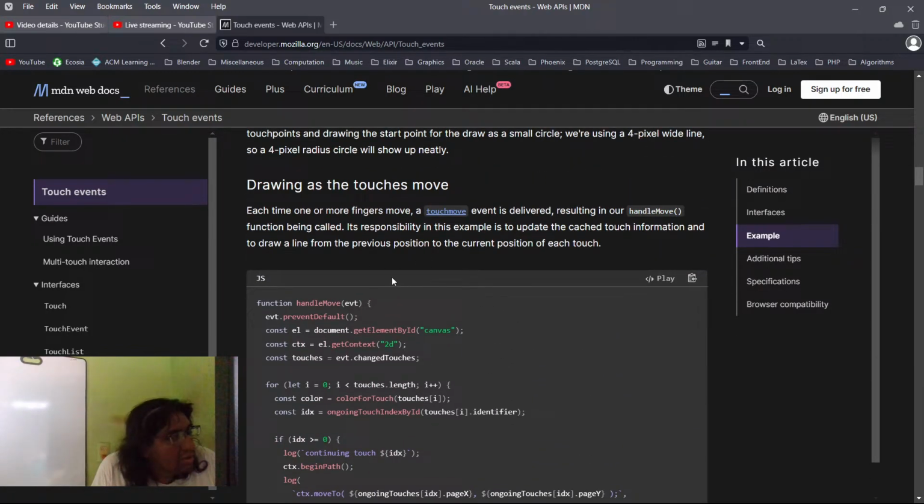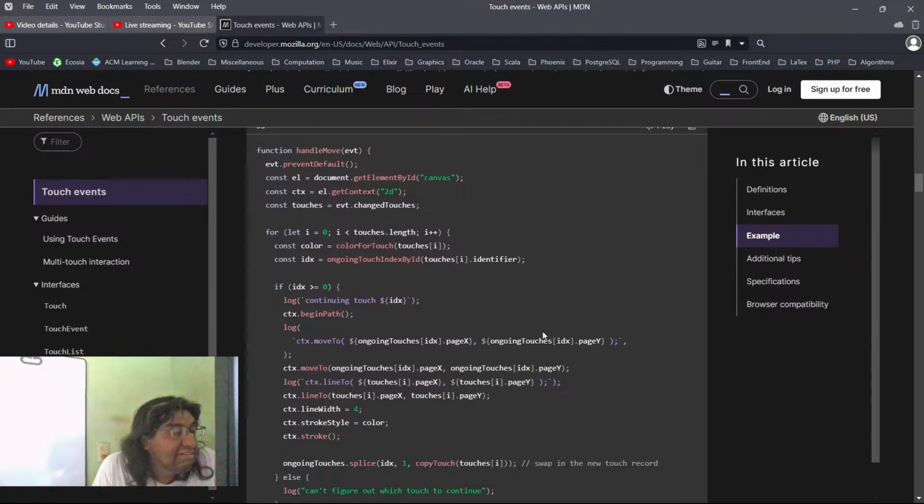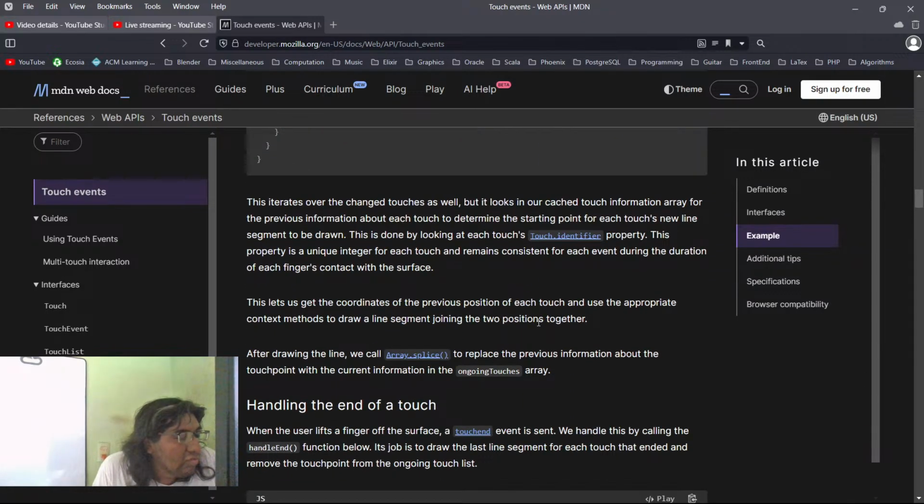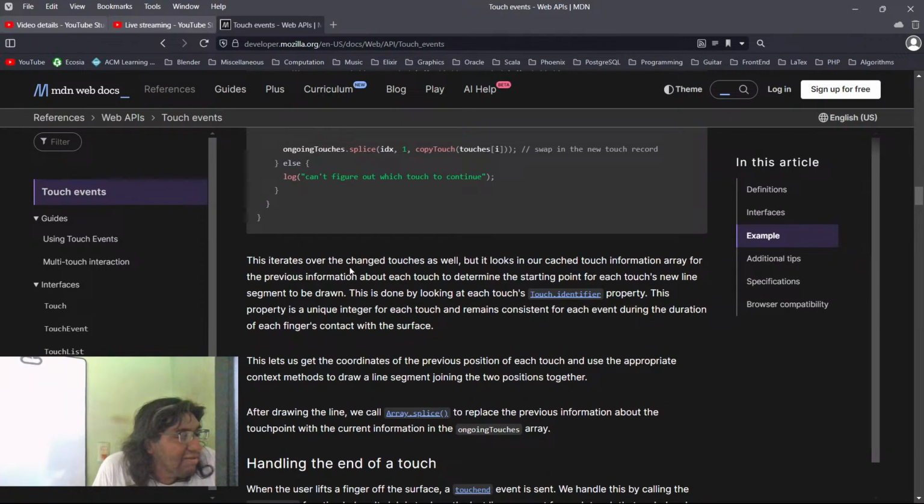All right, I want the touches. Each time one or more fingers moves, a touch move event is delivered, resulting in our handle move function being called. Its responsibility in this example is to update the cached touch information and draw a line from the previous position to the current position of each touch. And so we look at changed touches as well, what it looks like in our cache. So it's an information array for the previous information of each touch.